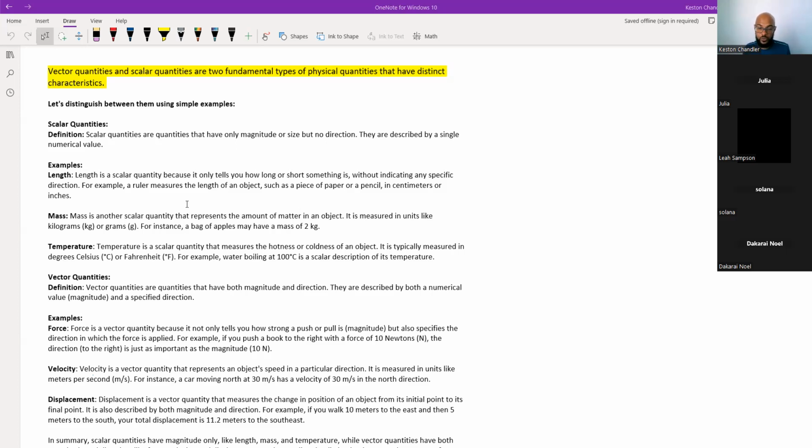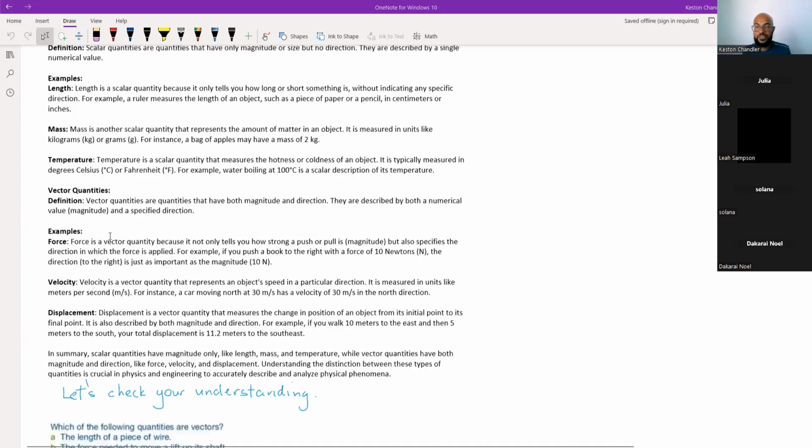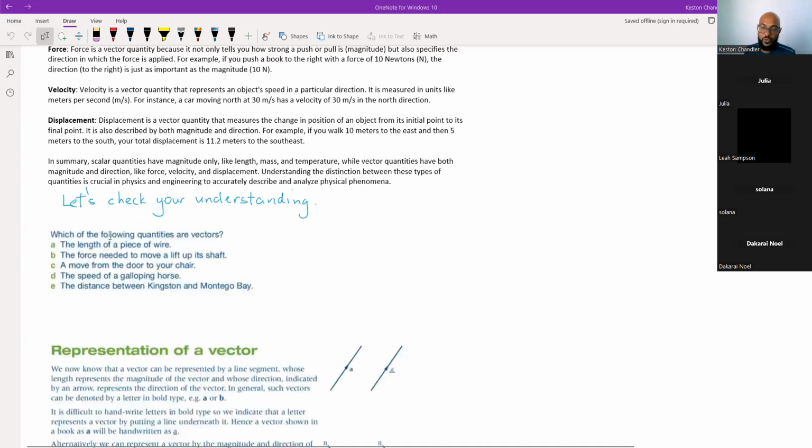Velocity is another thing too. Velocity is another vector quantity that represents the object's speed in a particular direction. Displacement, which is different from length, is a measure of the change in position of an object from its initial point to its final point. And that's a lot of what we'll be doing in maths, looking at displacement vectors. So that's how we distinguish between vectors and scalar quantities.